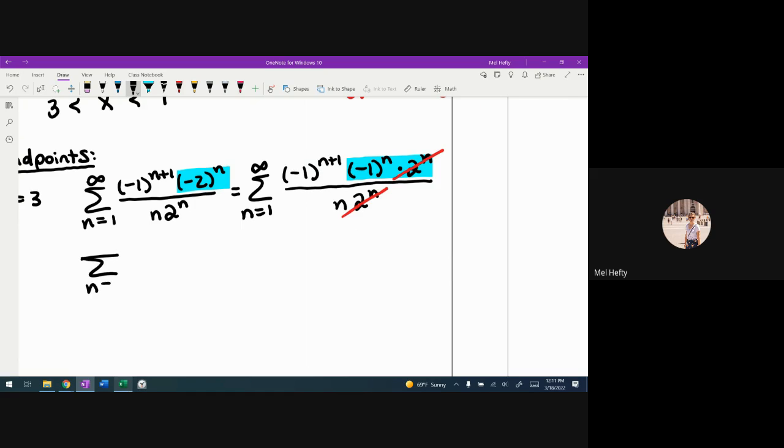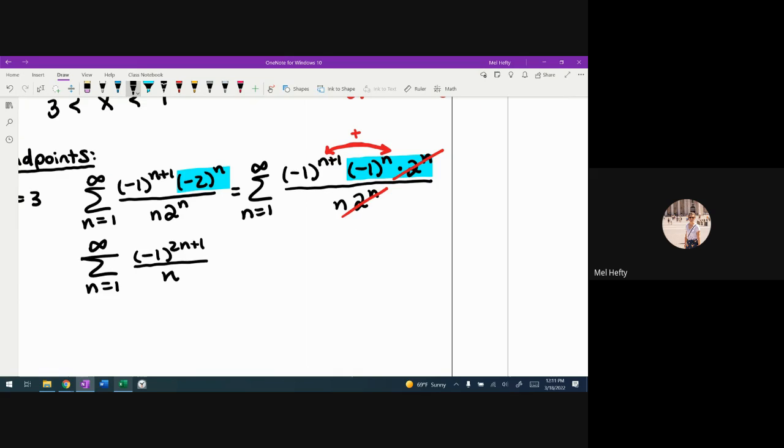I see a lot of -1s. But these are the same base of -1. So what can I do to the powers? I can add those powers because they have the same base. So I have -1 to the 2n plus 1. We still have to do 7 too. All right, this is starting to look familiar.